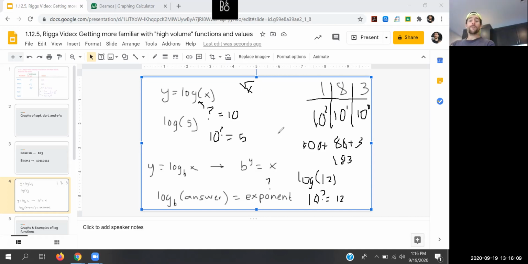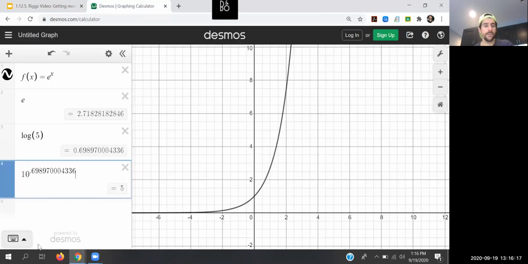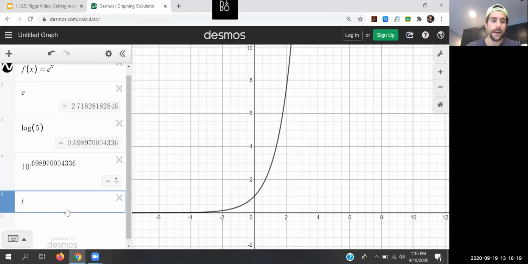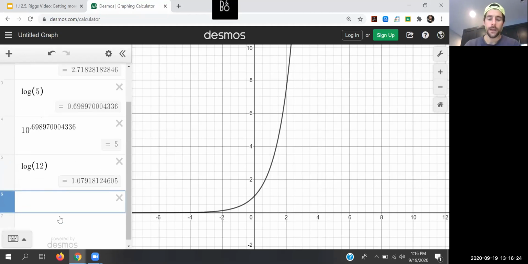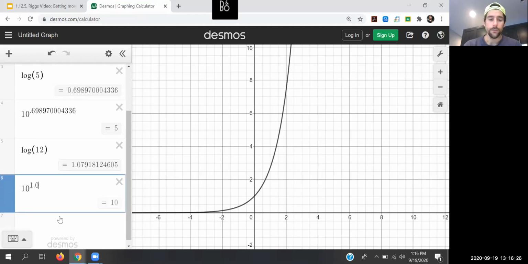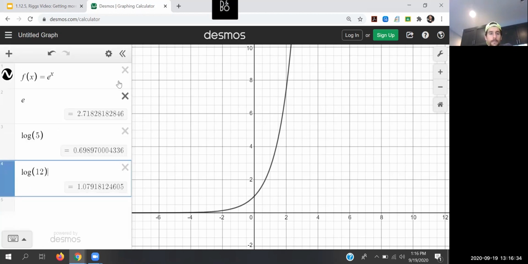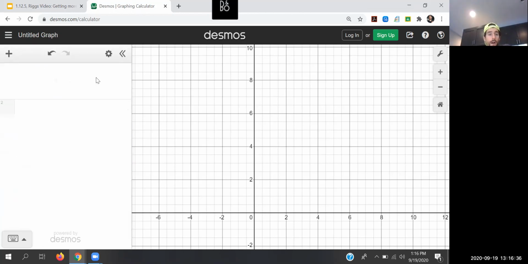That's what log is programmed into your calculator as. It's answering that question over and over again. I'm going to clear all these drawings, go back to my Desmos real quick, and give you one more example. If I had log of 12, it's that decimal value, because 10 raised to it, you get the idea, if I wrote it all out, it would be exactly 12. That's the relationship. And so let me show you some examples of actually graphing log functions.